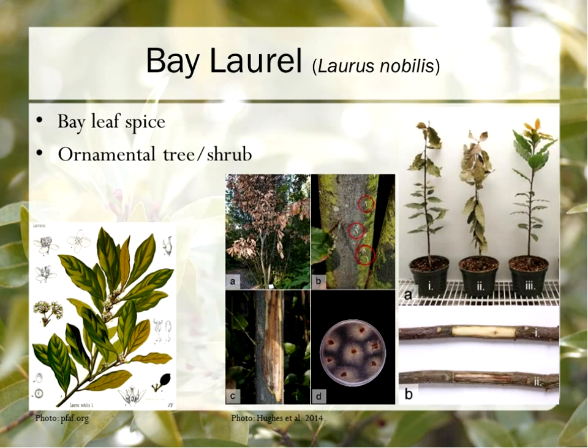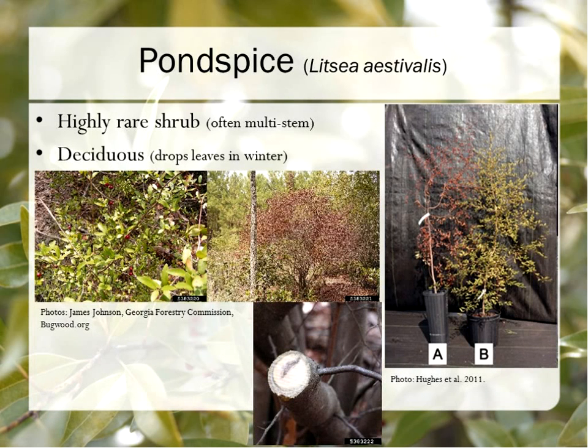So it is a host to Laurel wilt disease, and again, this is just showing the difference between a healthy vascular system and an infected vascular system. So if you have bay laurel planted in your landscape, it is susceptible to the disease, it is a host, and the beetles are attracted to it. So that's something else you have to worry about.